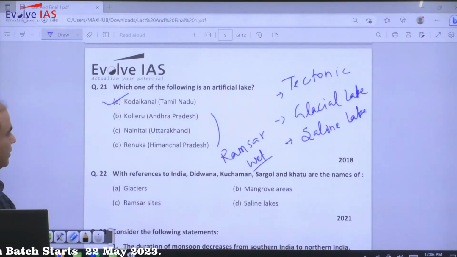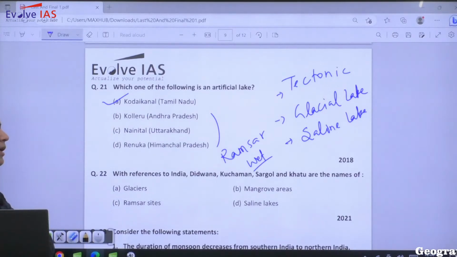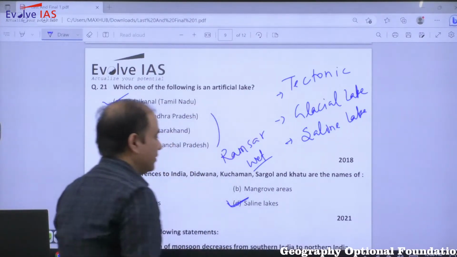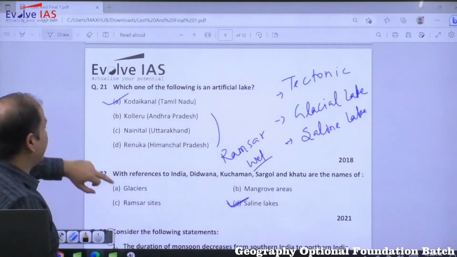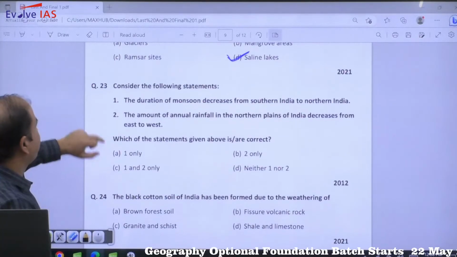In 2018, this question has been asked. One more question, relatively it was tough in that year. With reference to India, Didwana, Kuchaman, Sargol and Khatu are the names of saline lakes.